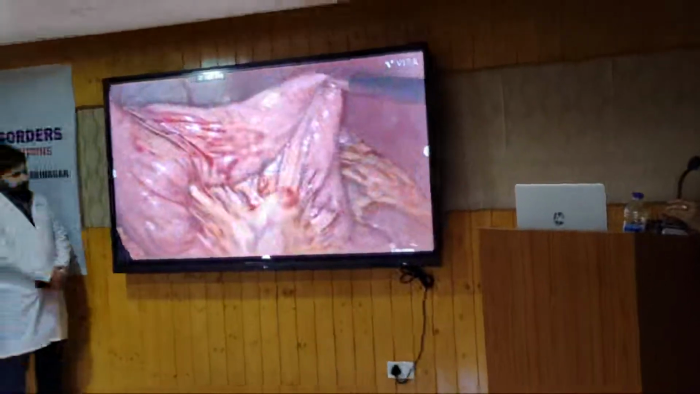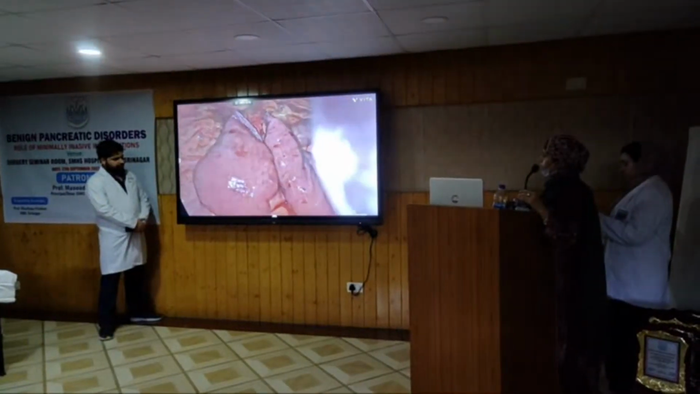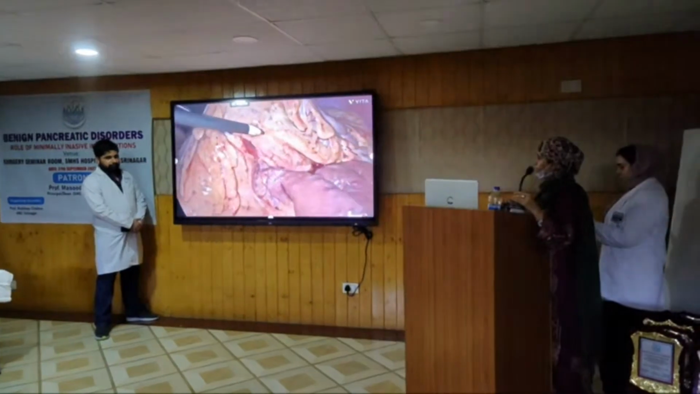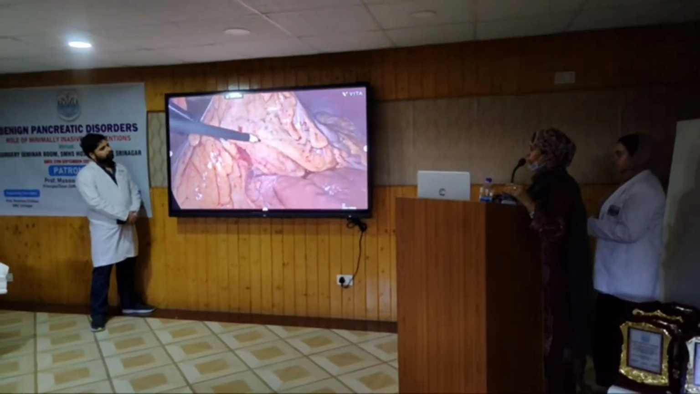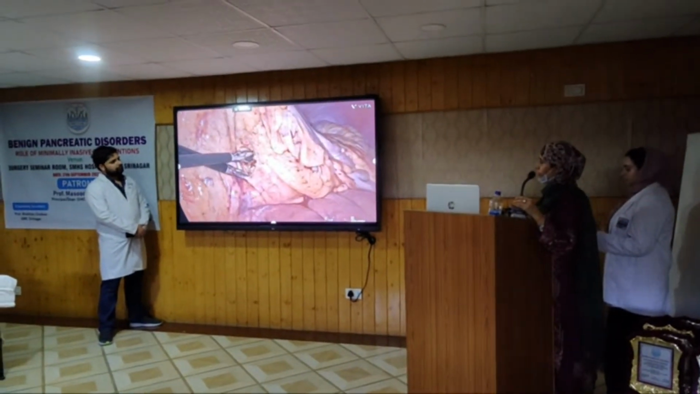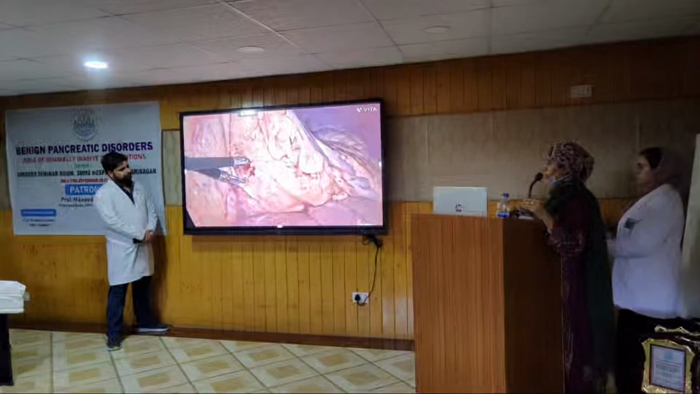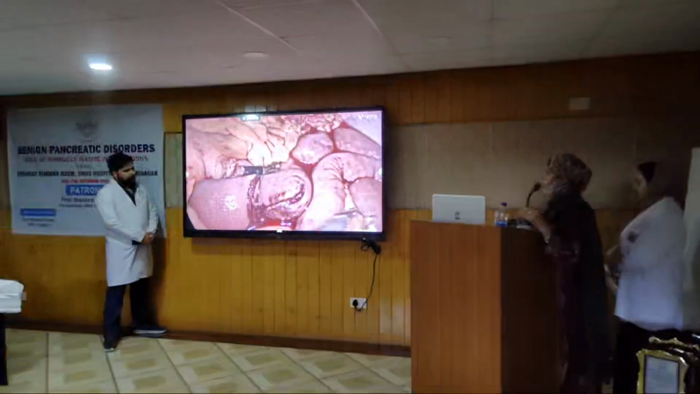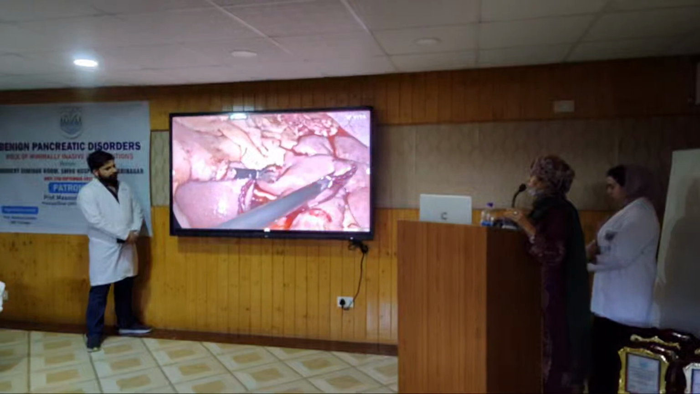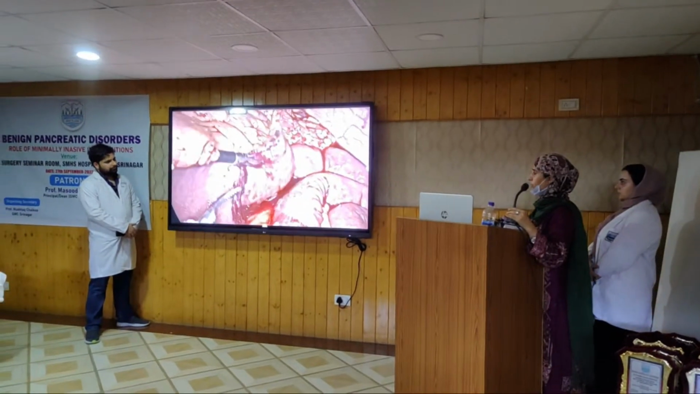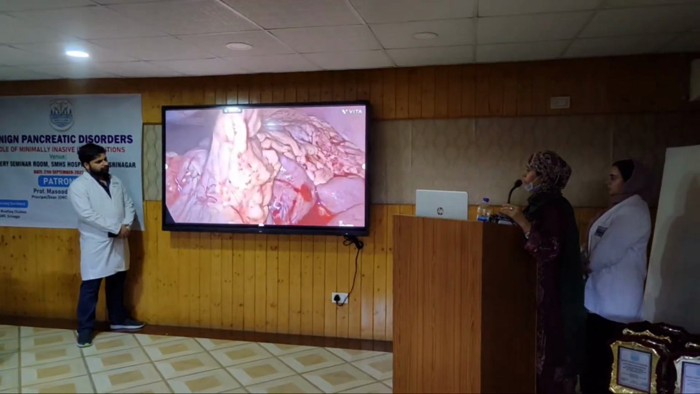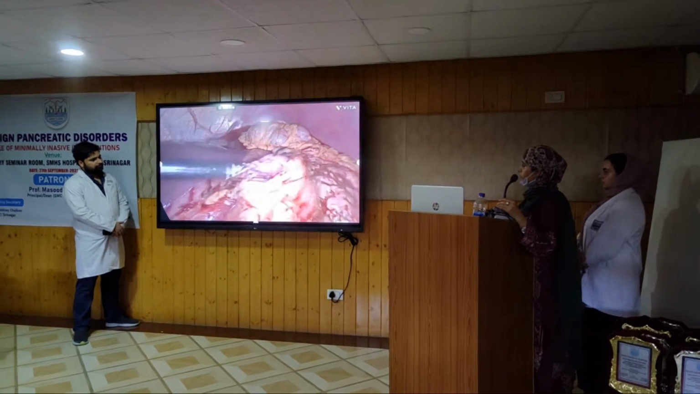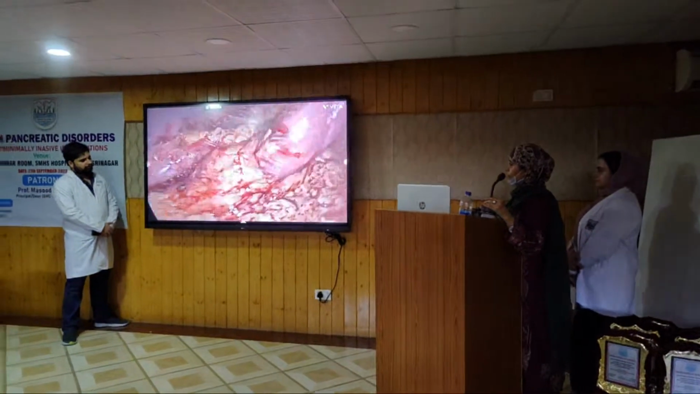Now we are preparing the jejunal limb. We go 30 centimeters from the ligament of Treitz down. This is the Roux limb. The opening is being made in the mesentery. Now you can see, using the same instruments, we are making an opening in the mesocolon just lateral to the middle colic vessels to prevent any injury. The Roux limb is being taken up through the same opening into the supracolic compartment for the anastomosis with the pancreatic duct.